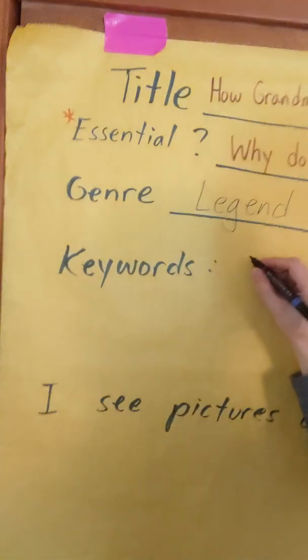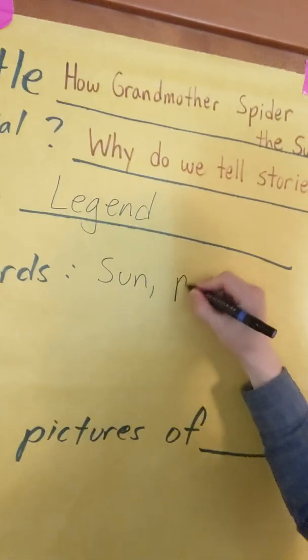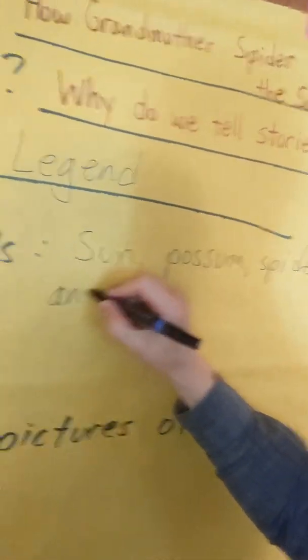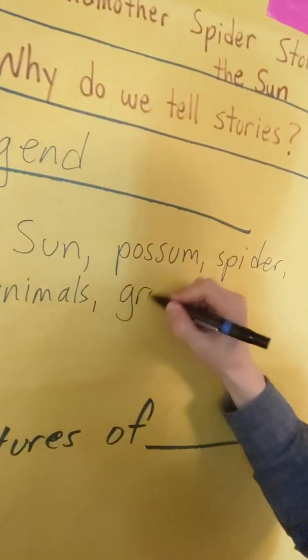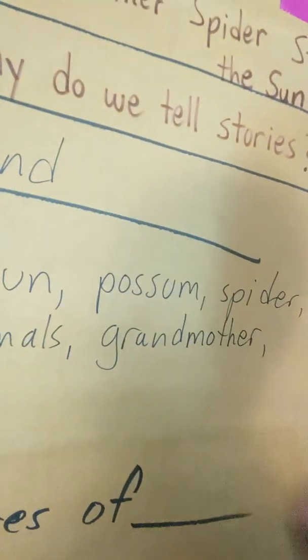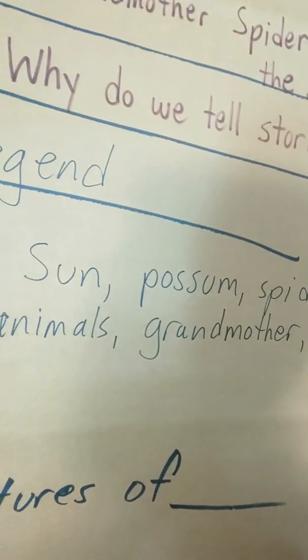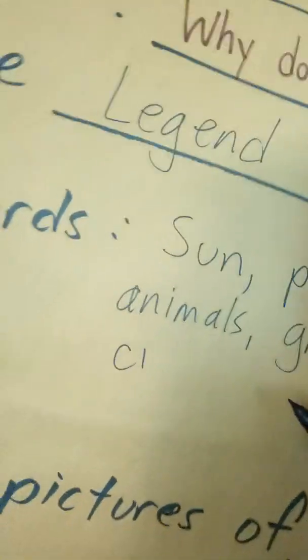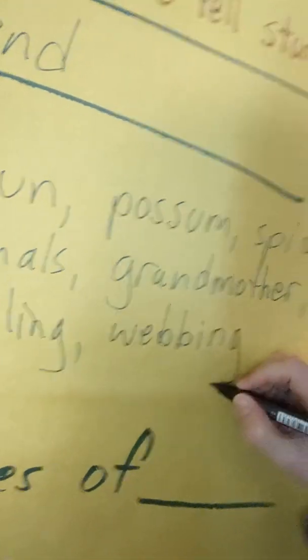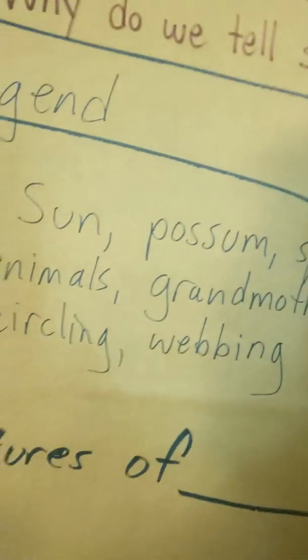Here we go, keywords. So we had sun, possum, spider, animals, grandmother. What else? Let's go back. So looking on this last page here, it looks like spider again, grandmother again, sun again, circling, webbing. So we'll write up circling, webbing, and we can reiterate the sun and spider and grandmother. They're up there a few more times as well.